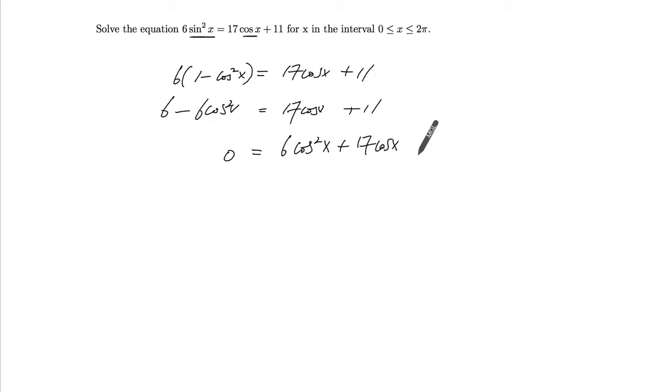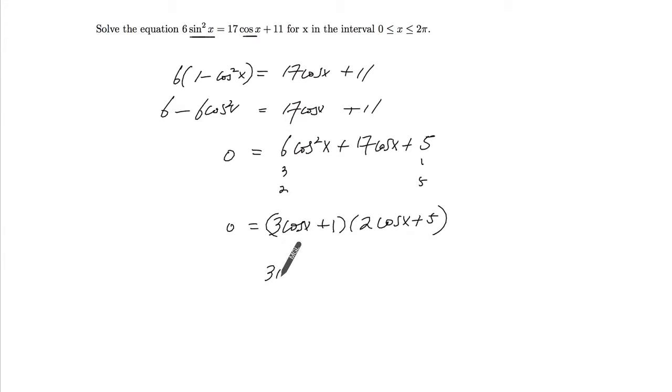11 minus 6 gives you 5. So here, 3 and 2, right? That's 15 plus 2 will factor, right? So 3 cosine of x plus 1, 2 cosine of x plus 5. So now it's in factor form.